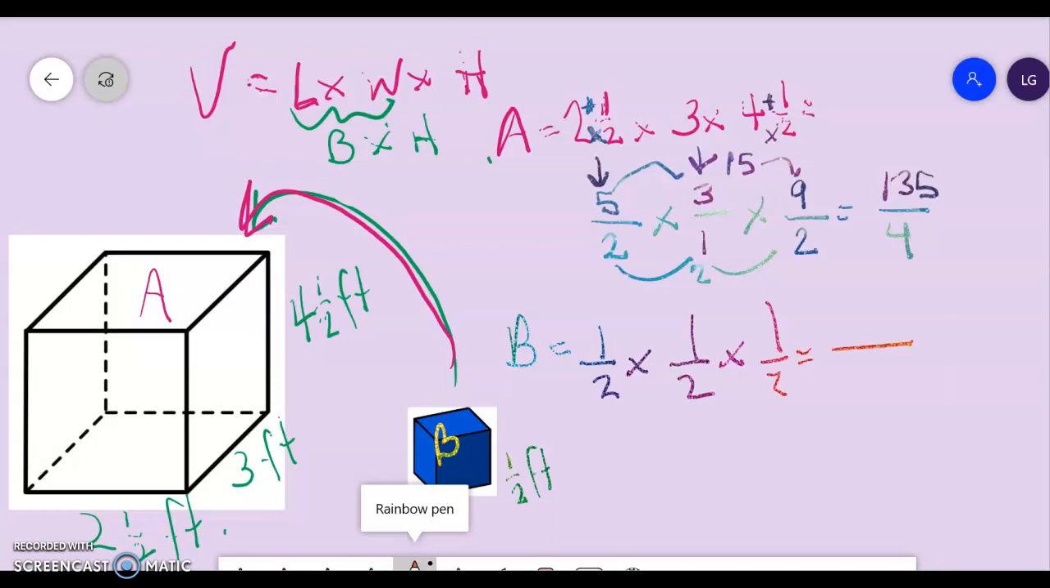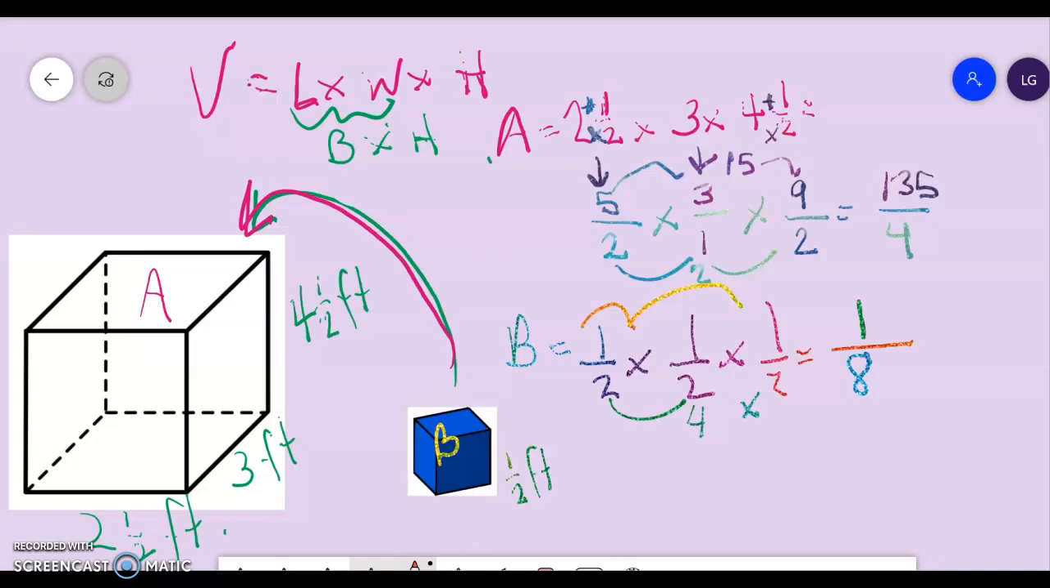Again, pretty easy. We just go across the numerators and multiply. 1 times 1 times 1 is 1. And 2 times 2 is 4, times 2 is 8. So you've got 1/8. Now you're going to have to divide your smaller cube into the bigger cube. So you will take that 135.